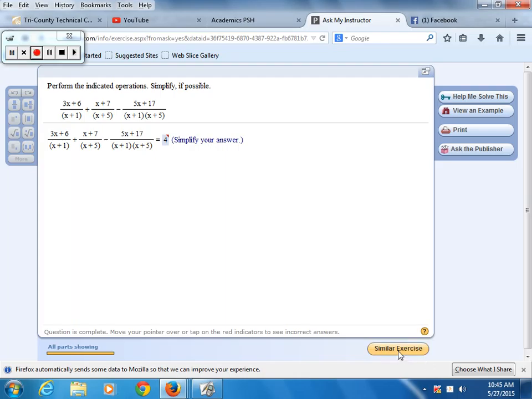So similar exercise, I'll give you a similar one to do. I mean, you don't have to do it now, but there's a similar one right there. Ooh, that one's got more negatives. I like that one. Let's do that one because it's got more negatives. There's two things that we love in math, negatives and fractions.